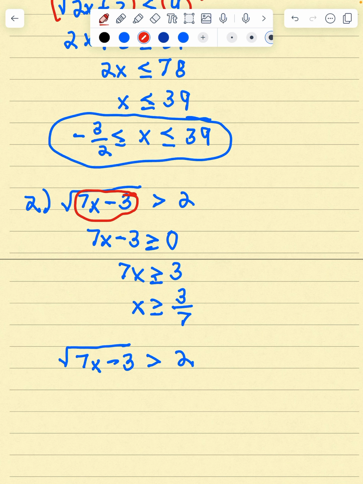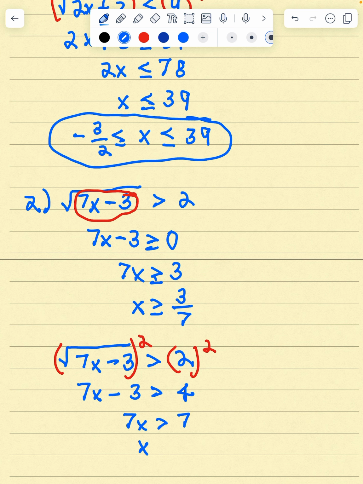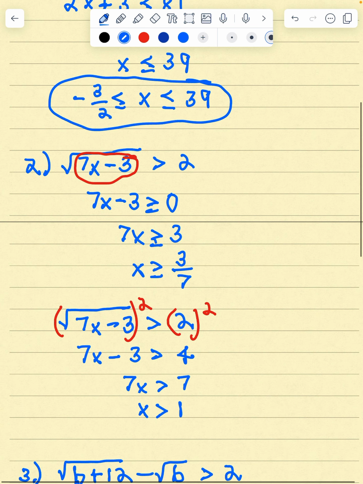Now I'm going to solve my inequality below. The good news here is my radical is already isolated. So I'm going to square both sides. I'm going to get 7x minus 3 is greater than 4. I'll add 3 to both sides to get 7x greater than 7, which means x is greater than 1. So now, here's what I know. To be a valid solution, x has to be greater than 1.